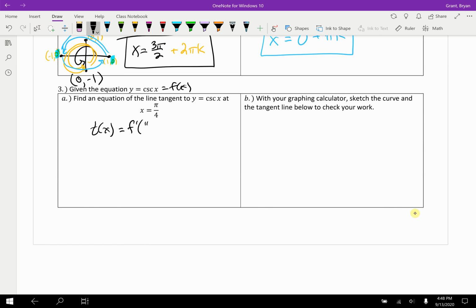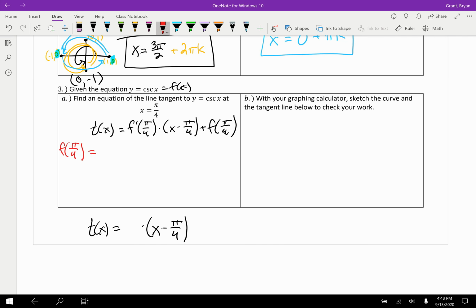We need the slope at pi over 4, and it's x minus pi over 4 plus f of pi over 4. And at the bottom, I'll probably need some space here. I'll just leave some gaps so I can fill those in as we go through. Let's start with f of pi over 4. So f of pi over 4 is equal to, this is just our trig stuff or pre-calculus, depending on where you took it, cosecant of pi over 4.